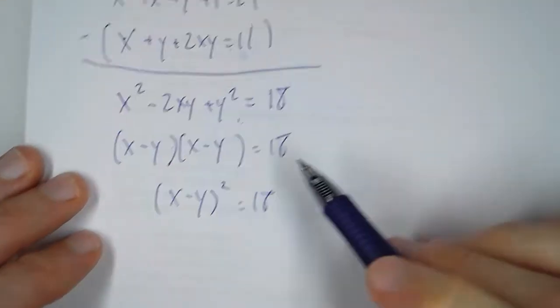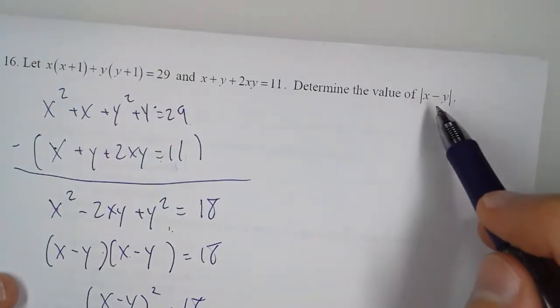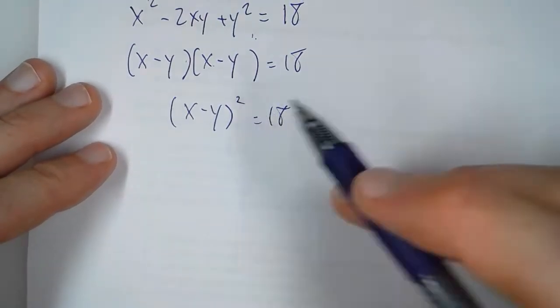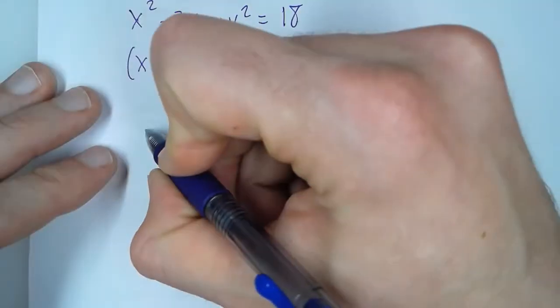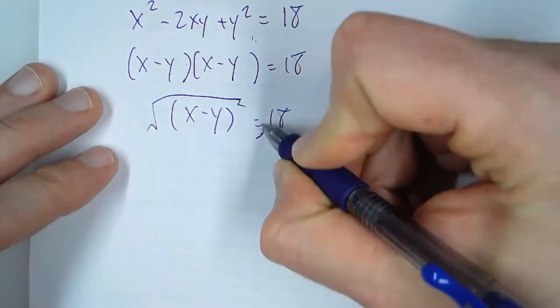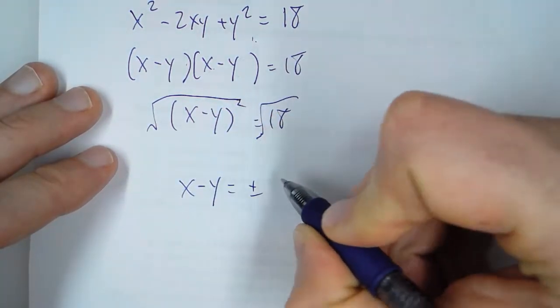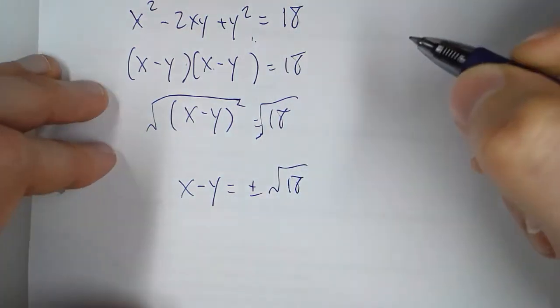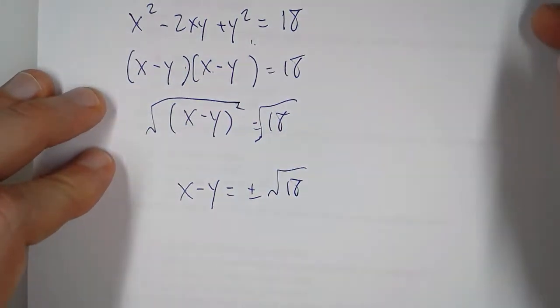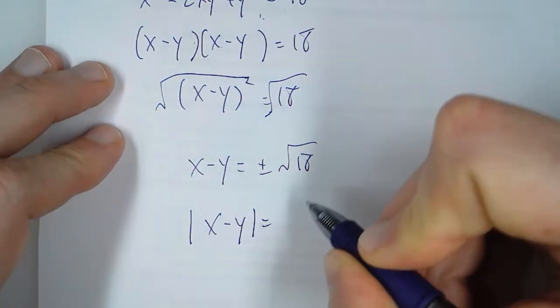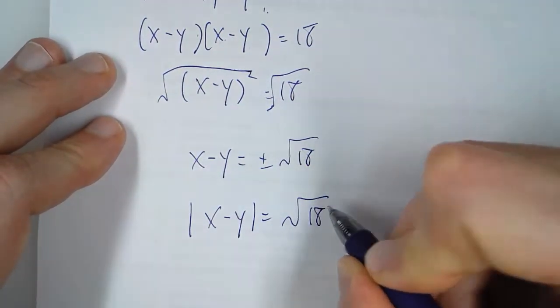Now, what are we solving for? We're solving for the absolute value of x minus y. Well, we have x minus y squared. So to get what we want, we just take the square root. So we have x minus y equals plus or minus the square root of 18. Now, because we want absolute value, that means we're only going to get the positive square root of 18.